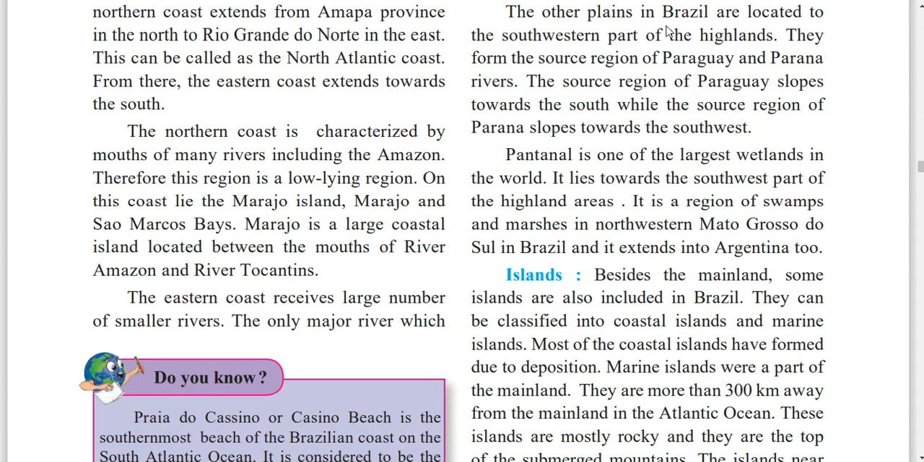The other plains in Brazil are located in the southwestern part of the highlands. They form the source region of the Paraguay and Parana rivers. The source region of Paraguay slopes towards the south, while the source region of Parana slopes towards the southwest.